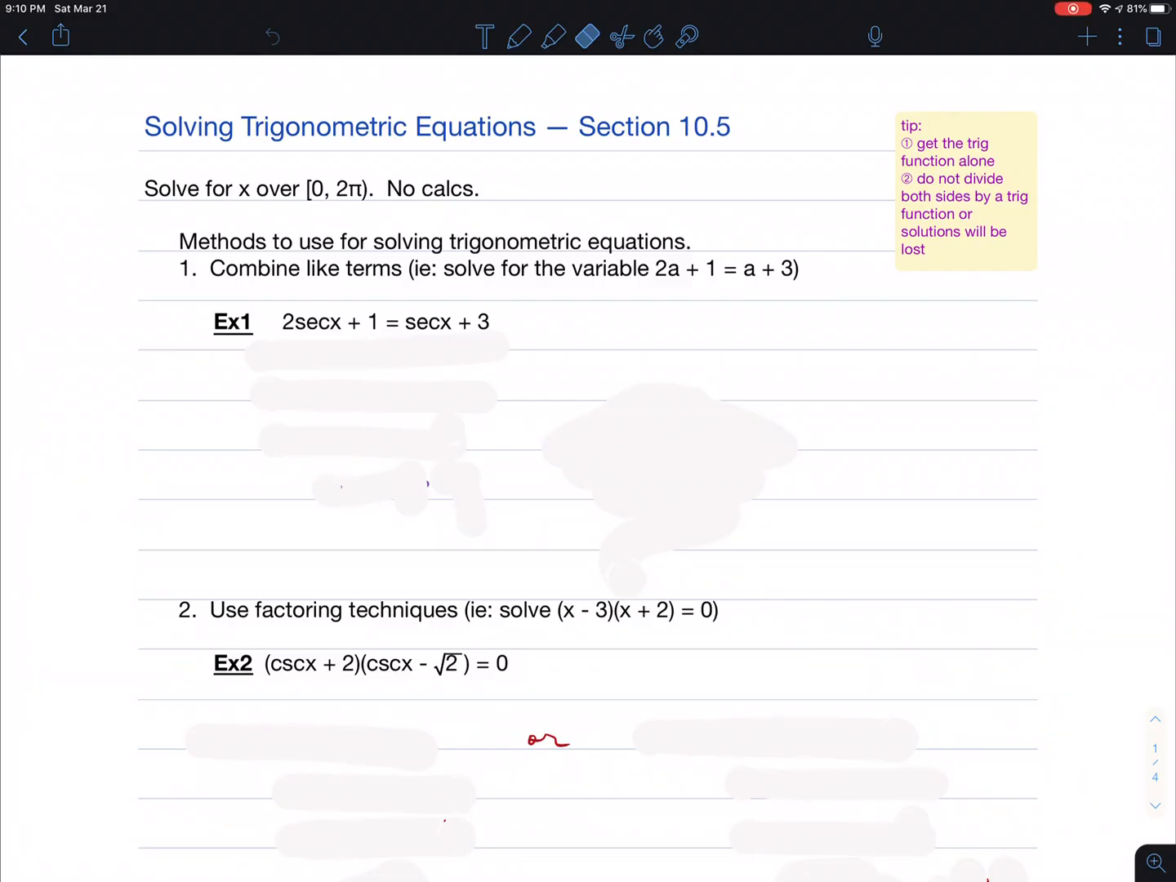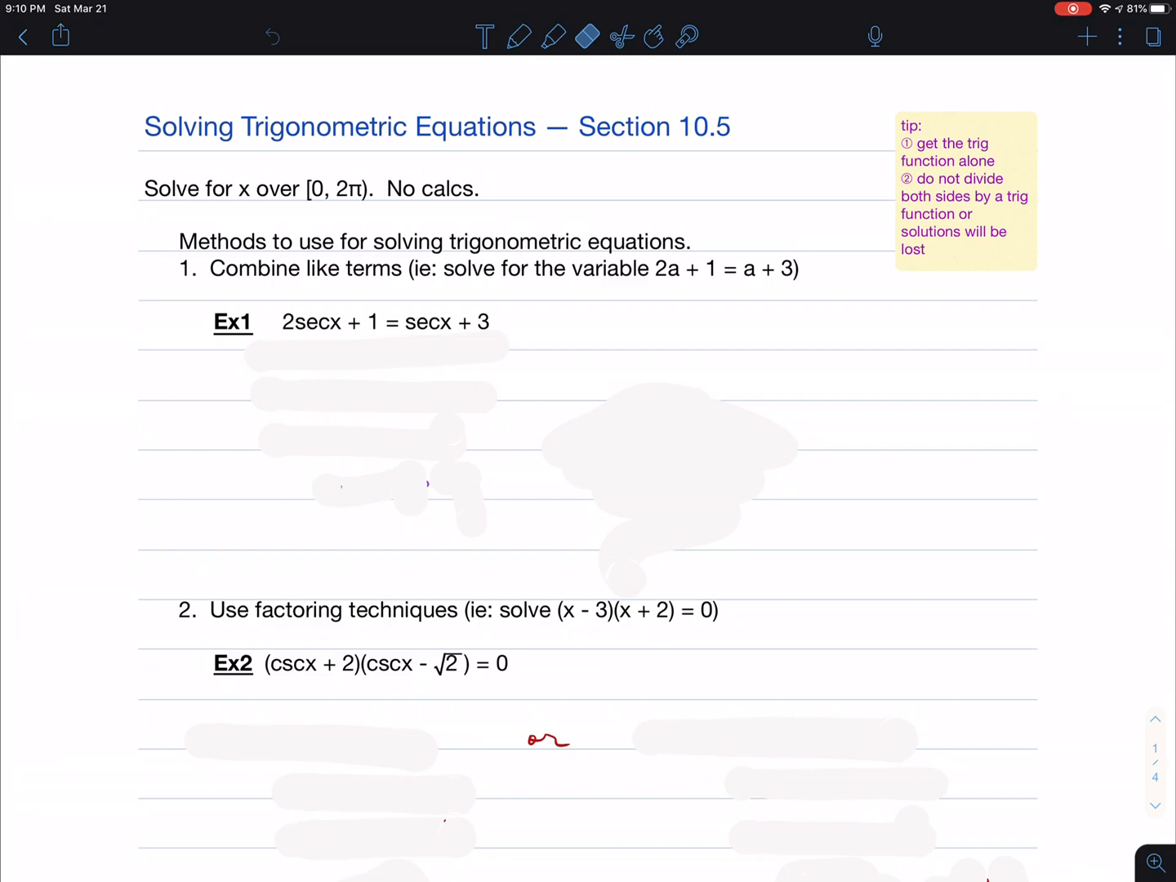Hey folks, so this is the last section in chapter 10, and it's going to be talking about solving trigonometric equations. Just a first thing, let's look at our sticky note over to the right. Your very first goal is to get your trig function alone.